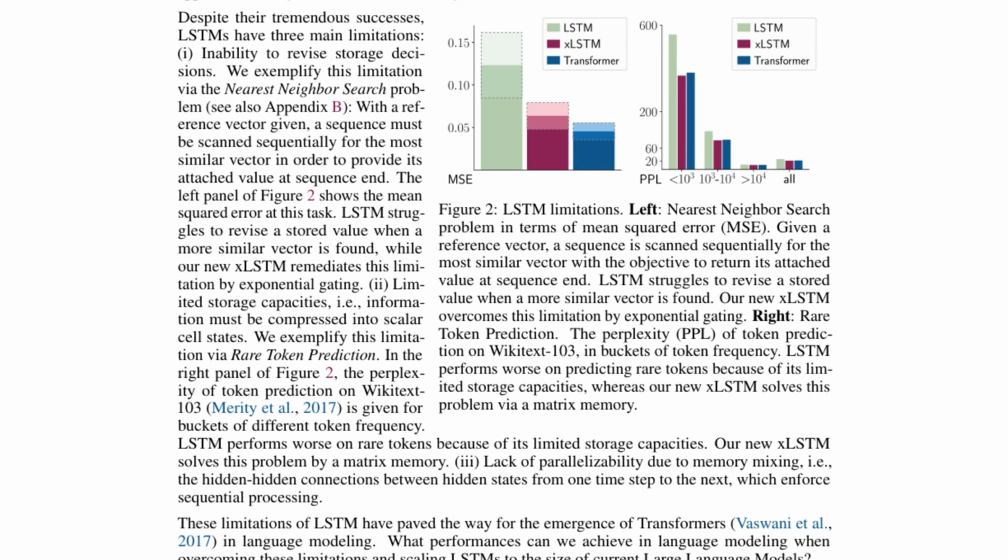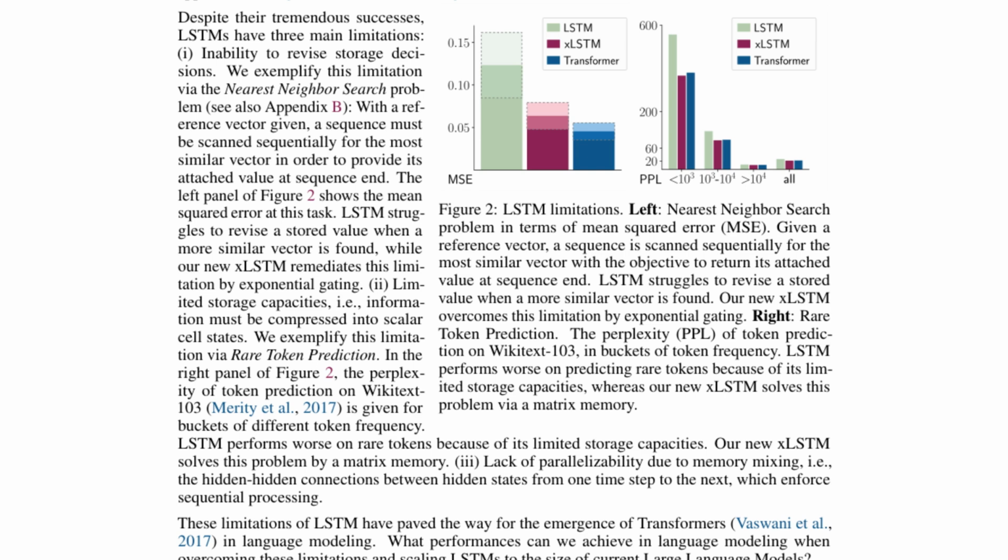2. Limited storage capacities, i.e., information must be compressed into scalar cell states. We exemplify this limitation via rare token prediction. In the right panel of Figure 2, the perplexity of token prediction on Wikitext-103 is given for buckets of different token frequency. LSTM performs worse on rare tokens because of its limited storage capacities. Our new xLSTM solves this problem via matrix memory.